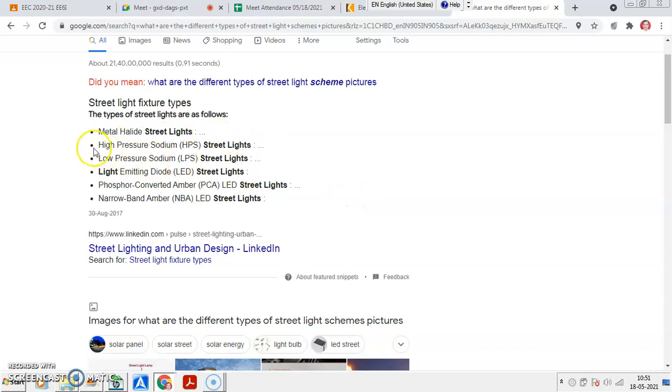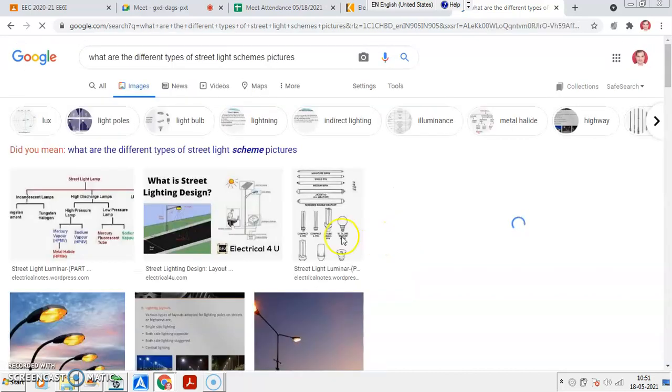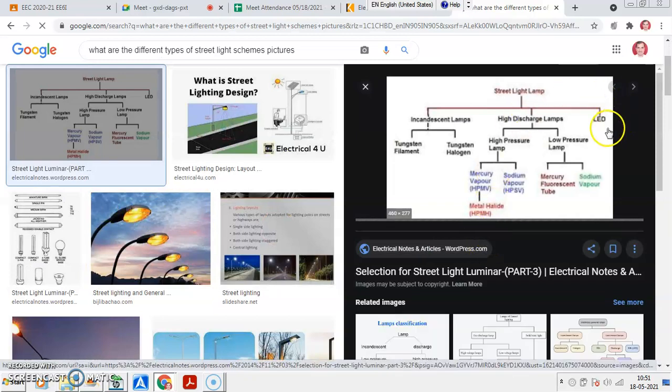So metal halide, sodium vapor, then you are having the low pressure sodium, high pressure sodium, mercury vapors. Have you seen such type of lamps? So these are the street light lamps. Various street light lamps. Can you see the diagram?